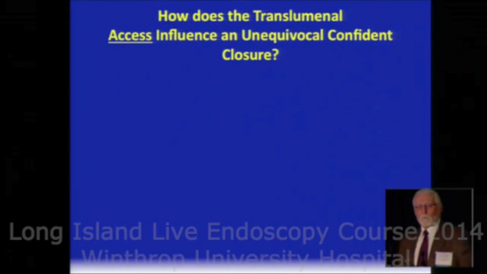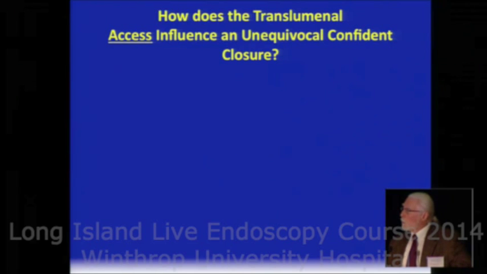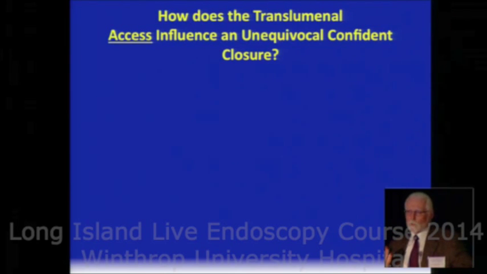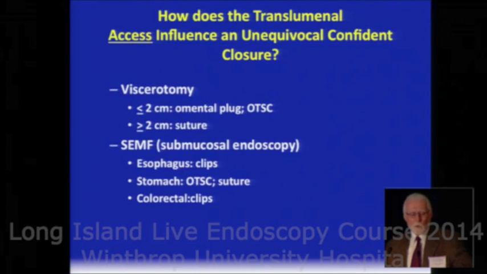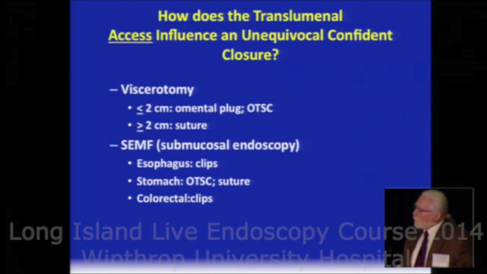Okay, so first of all, we're going beyond the lumen. The big issue going beyond the lumen is closure. How does the transluminal access influence our decisions in making an unequivocal, confident closure? Because that's the key point. That's the point that makes the surgeons nervous and start drawing cards as to who's going to be on call later that night. It's closure. It's all about closure.